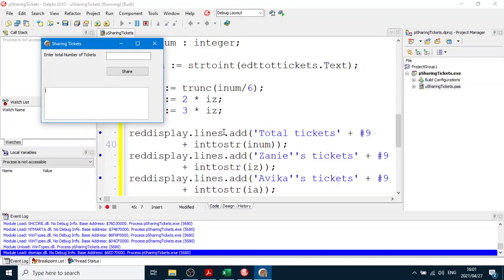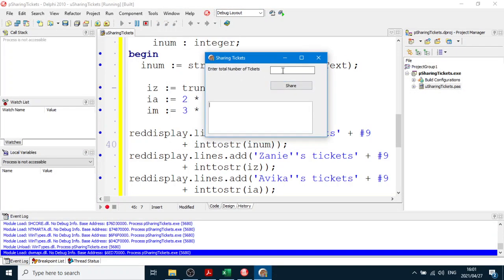Alright, let's go put in a random number. Let's make it 23 and see what happens. 18. Nah, see, now that's not okay, because you see, we took the 23 divided by 6, and what did we get?